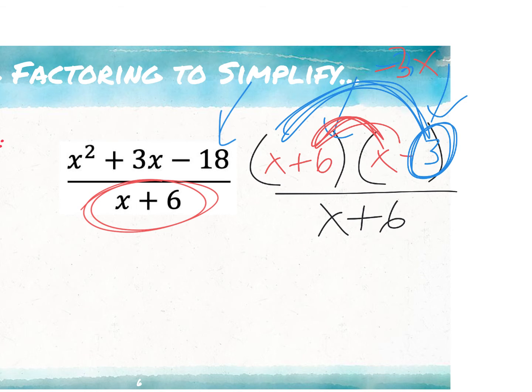Bertha, why was it good that there was an x plus 6 on the top? Because then you cancel it out. What's the final answer? Yep.